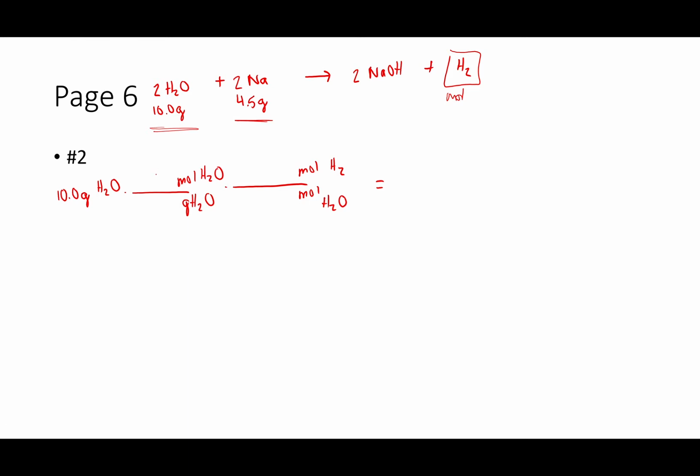So I know that 1 mole of water is the same thing as having 18.02 grams of water. And when you look at your mole-to-mole ratio, 1 mole of H2 is the same as 2 moles of H2O. So I type into the calculator 10 divided by 18.02 divided by 2, and that gives me 0.277 moles of H2. So this tells me for all 10 grams of water to react, I'm going to produce 0.277 moles of H2. Great.